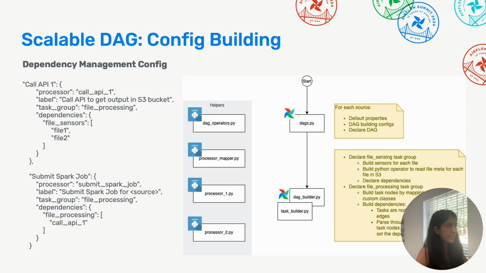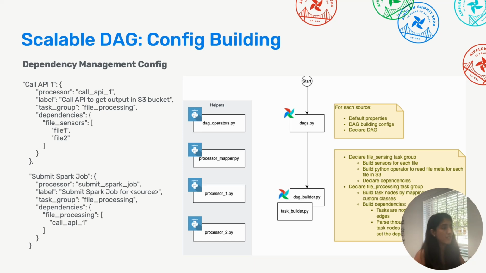Now let's see how to parse it. You see DAGs, then dag_builder.py and then task_builder.py. These are the main elements, and then we've got some helper classes like DAG operators, processor mapper, etc. DAG operators is where you can define your own or custom operators, in your dag_operators.py. Completely optional, you may or may not need it. The second one is the processor mapper. When you say you want to use a processor called call_API_1, it needs to be mapped to an actual class where the logic is happening. It's just mapping the processor name to the actual class object.